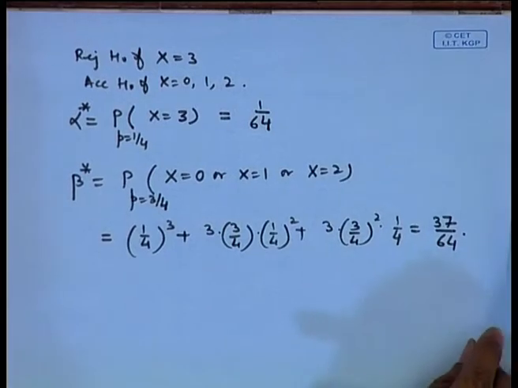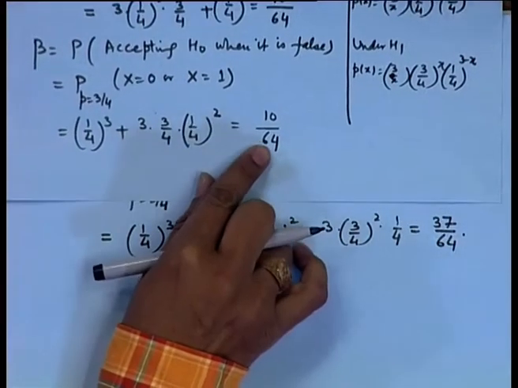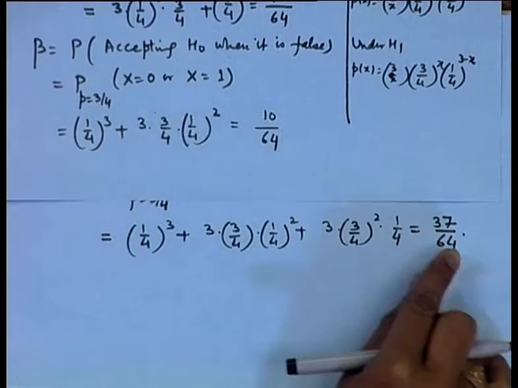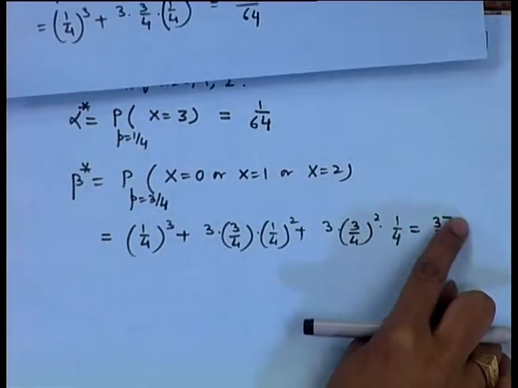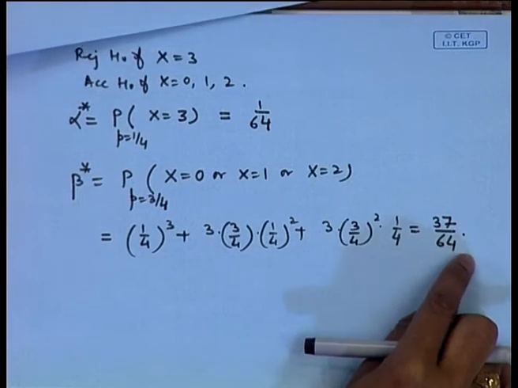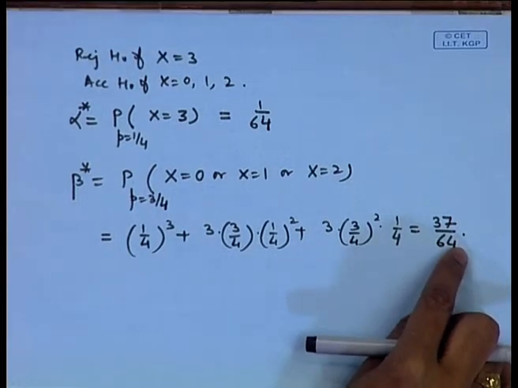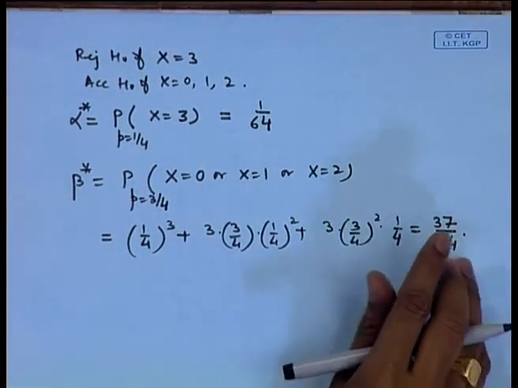So, compare this, earlier you had the probability of type 2 error as 10/64, but as a consequence of reducing the probability of type 1 error, the probability of type 2 error has shot up, it has become 37/64. So, this is the problem which I was mentioning, that if we try to reduce one type of error, the other type of error increases very much.